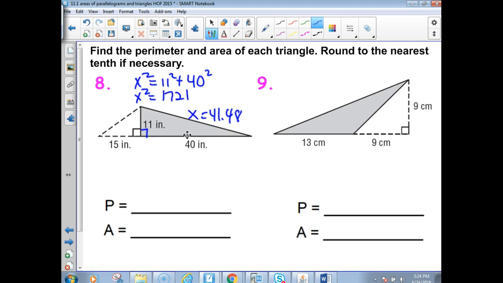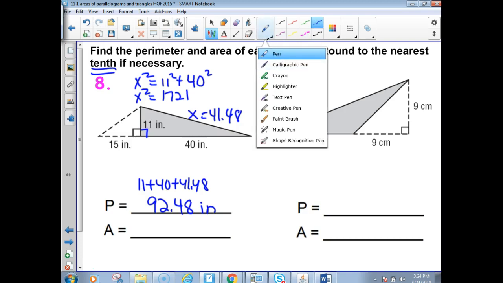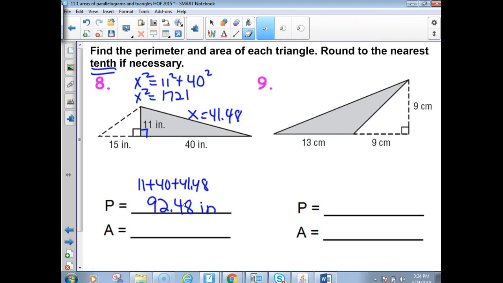Okay, so now we can do our perimeter, 11 plus 40 plus 41.48. There is a number we did not need in this picture, which would be the 15. Because, well, add this up, you get 92.48, or 92.5 if you went to the 10th. Oh, it says round to the nearest 10th. So I should have done that at this point. So I round to 92.5.